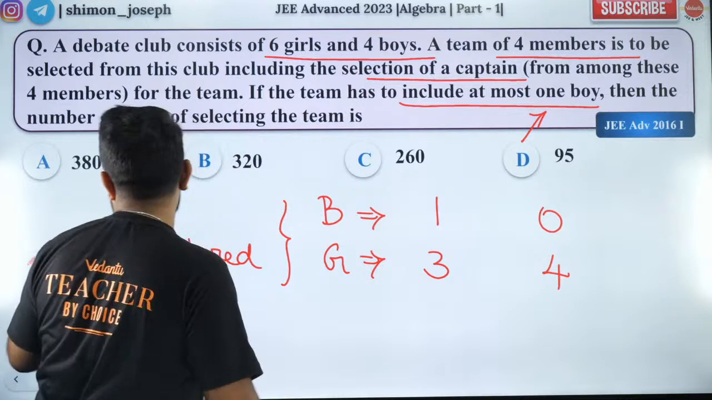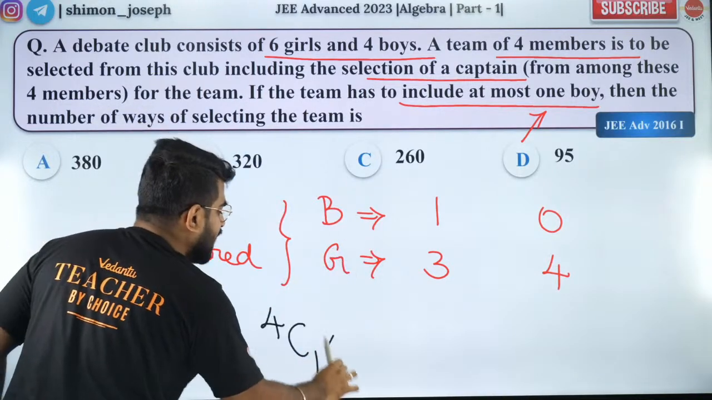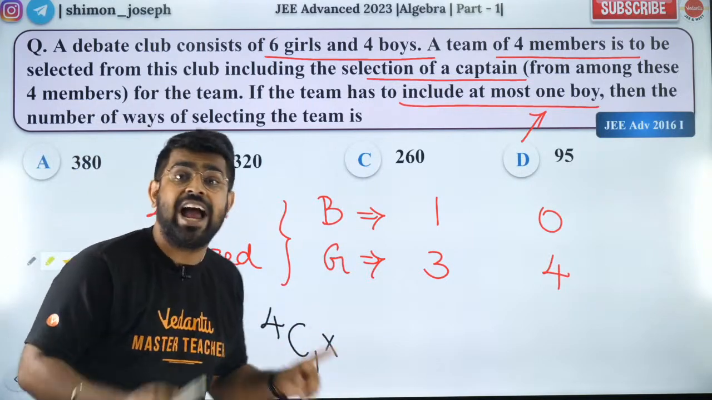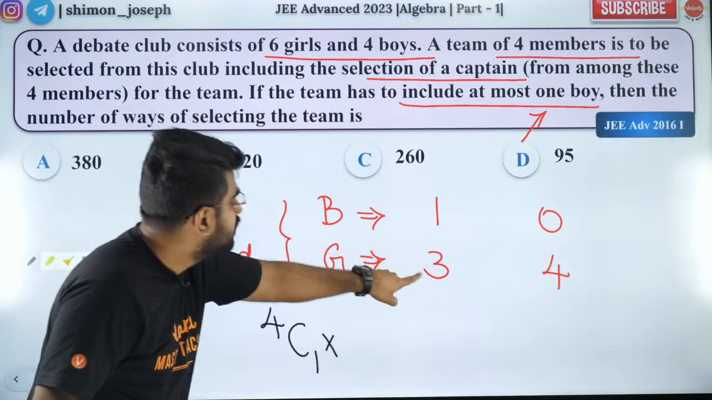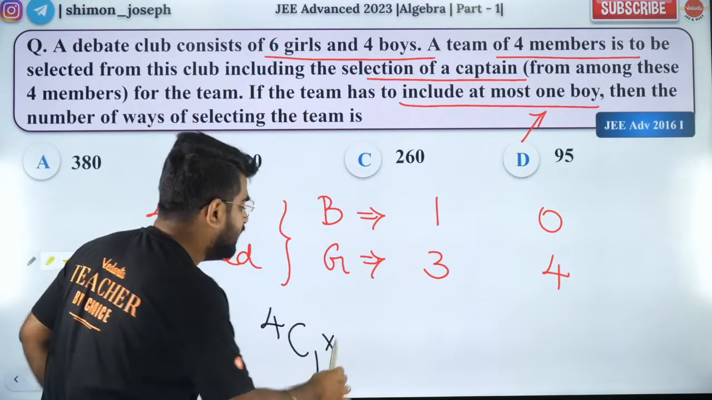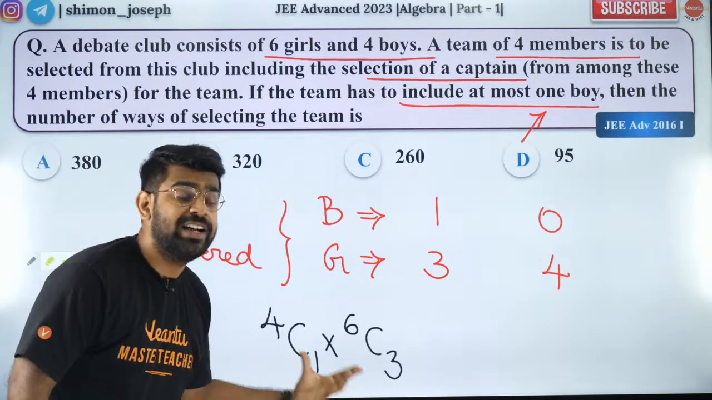Totally in our class, we have 4 boys. So I will select one boy out of the 4, and when I say and, I multiply. From 6 girls, I have to select 3 girls. So 6C3.